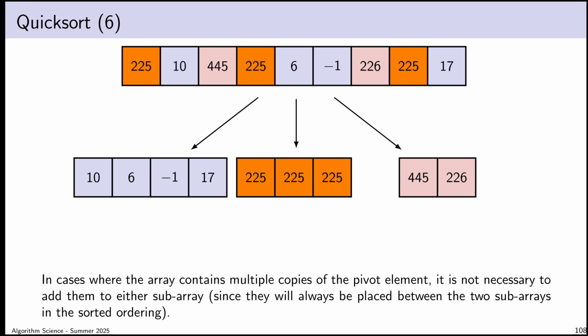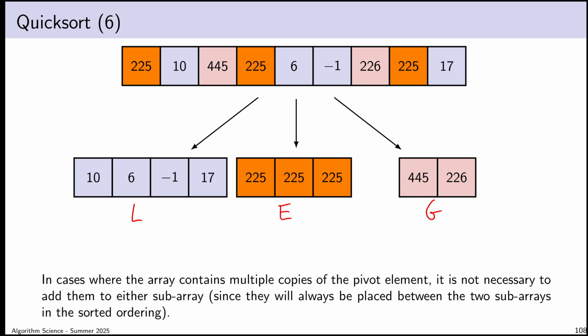A quick note, I alluded to this earlier, but it could be possible that the array contains duplicates, and therefore that the pivot itself appears more than once, and that's fine. Really what I'm doing is making 3 subsequences. I'm making a sequence of things less than the pivot, a sequence of things greater than the pivot, and a sequence in the middle of things equal to the pivot.